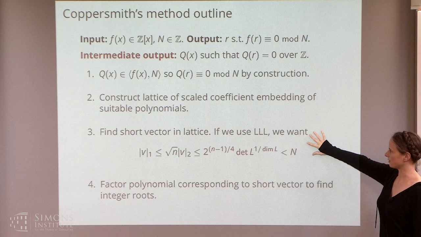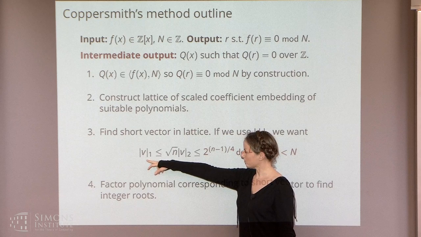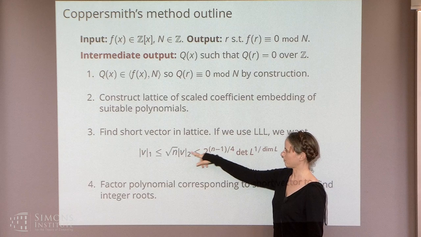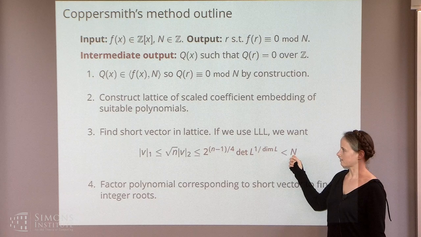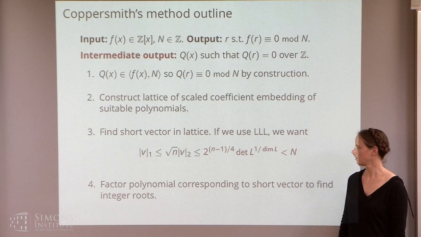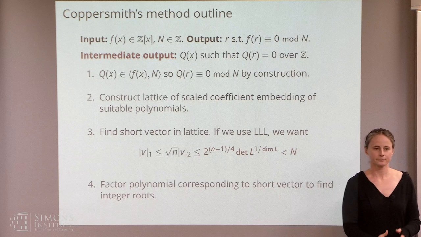If we use LLL, then we have the L1 norm of the vector. We can bound that using the L2 norm. Then we can bound the L2 norm, I'm going to drop the square root of n here, by the bound that we get from LLL. And if this is strictly less than n, then we're done. So the only thing that we need to verify now is this quantity here.